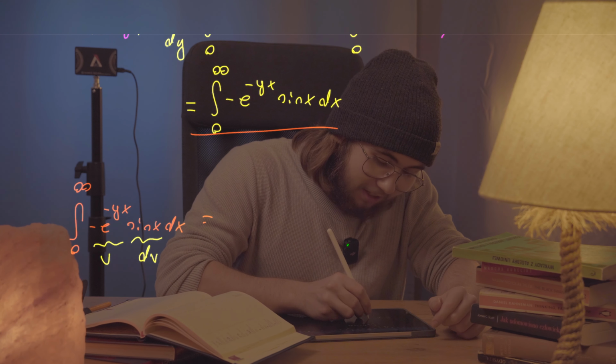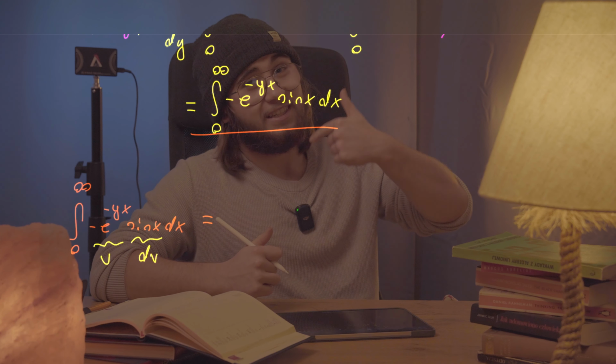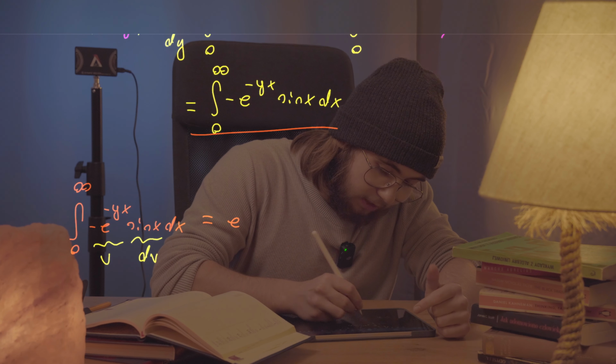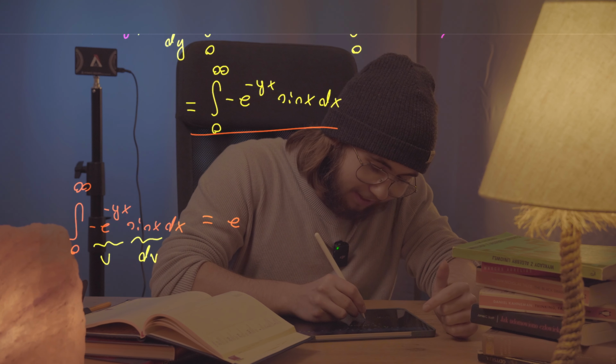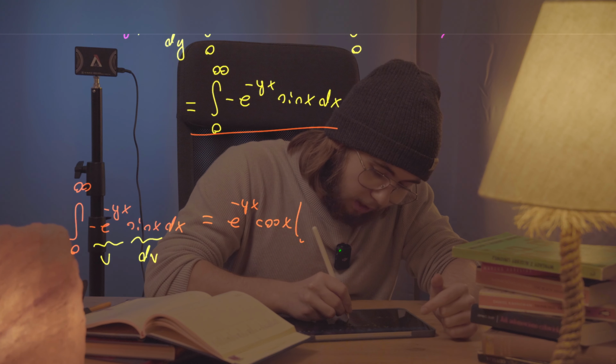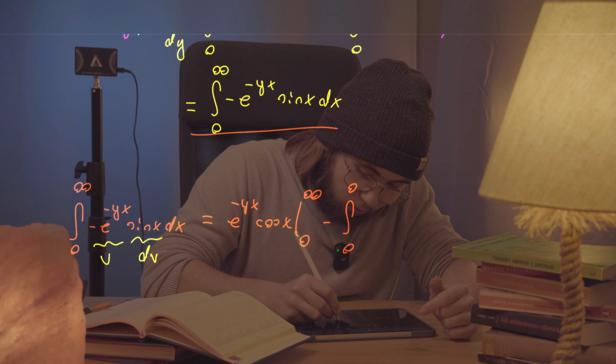So we can now say it's all equal to the antiderivative of the sine of x, which is just the negative cosine of x. Those two negative signs are going to cancel each other out, so we're left with just positive e to the negative yx times cosine of x in the bounds of 0 and infinity, and then minus the integral from 0 to infinity.